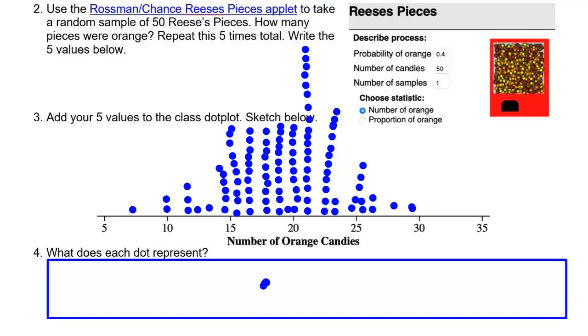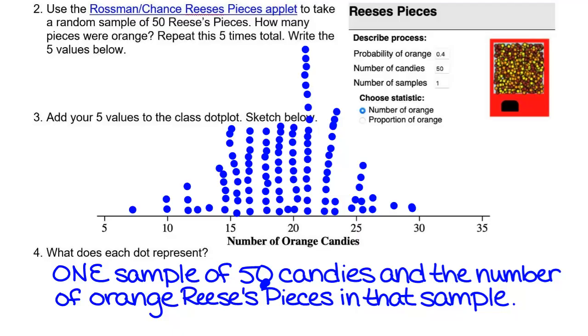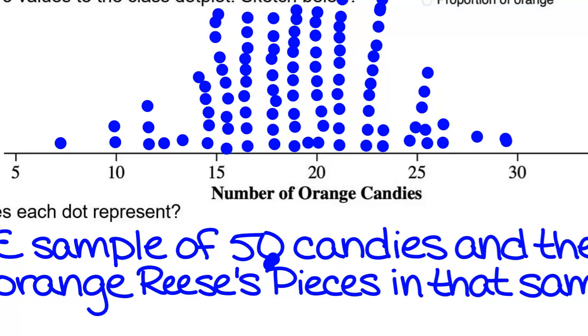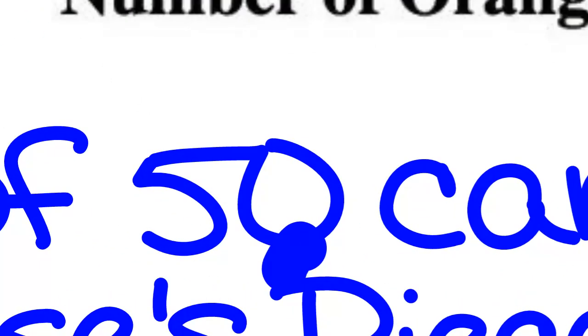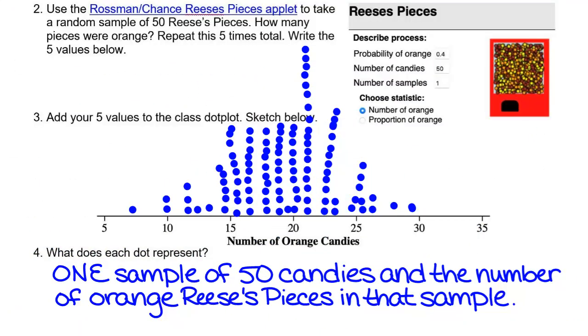How was the sample of 50 selected? Randomly. So the number of orange candies in a random sample of 50 Reese's Pieces. One sample of 50 candies and the number of orange Reese's Pieces in that sample. Or you could say the number of orange Reese's Pieces in a random sample of 50 candies.